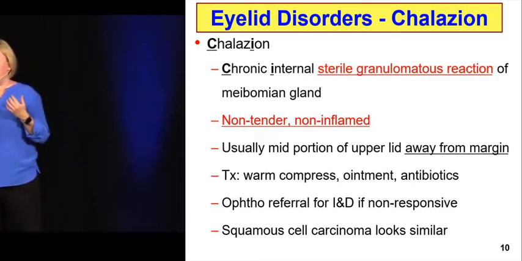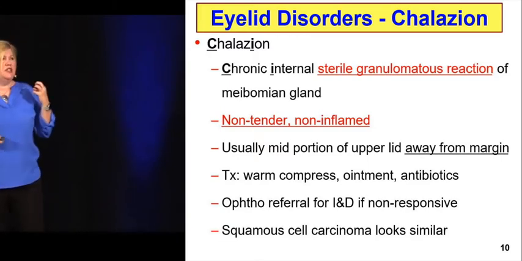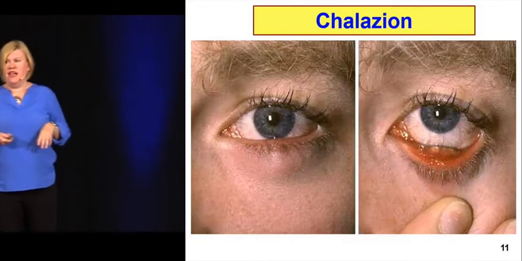Here's a picture of a chalazion. You see how, yes, there's a bump externally, but when you really pull the lid down, it's actually internal, and that's where the chalazion is.